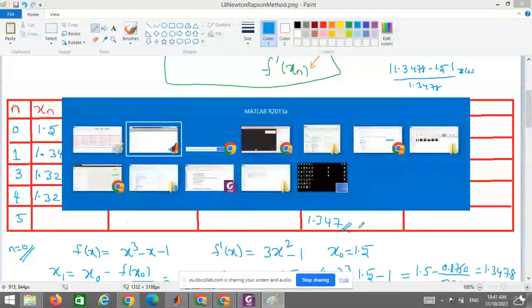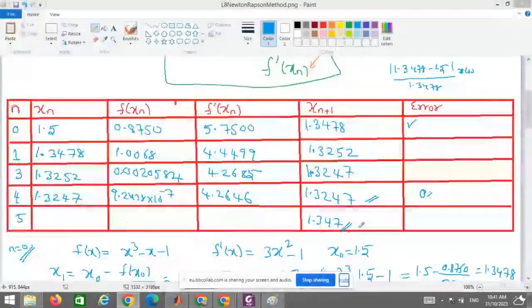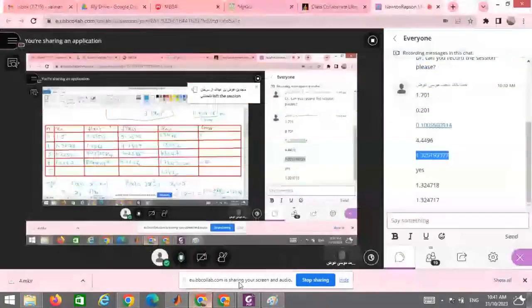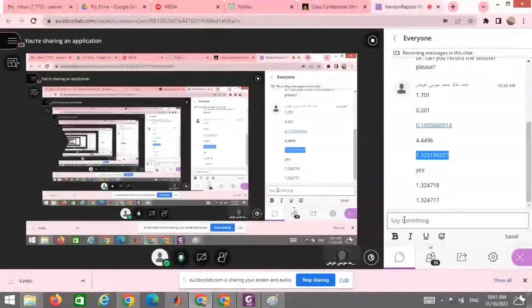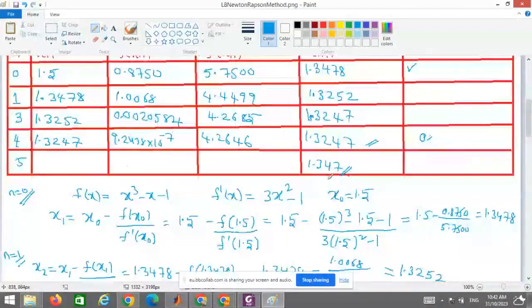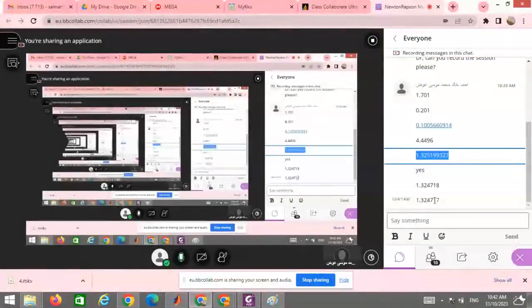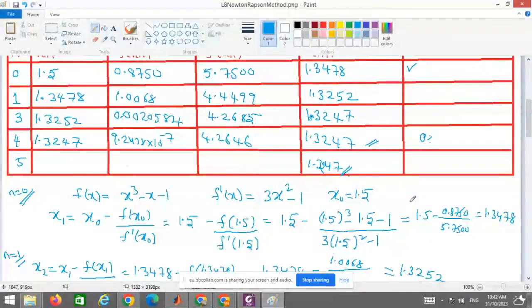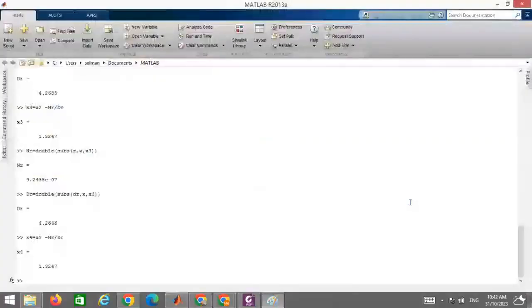Okay, yeah. So 1.3247. That's great. Now, sometimes there is one problem: if it is giving me the answer only in 4 digits, 1.3247, and one of our friends is giving many digits. If I want more digits, you can do this in MATLAB with a small setting.